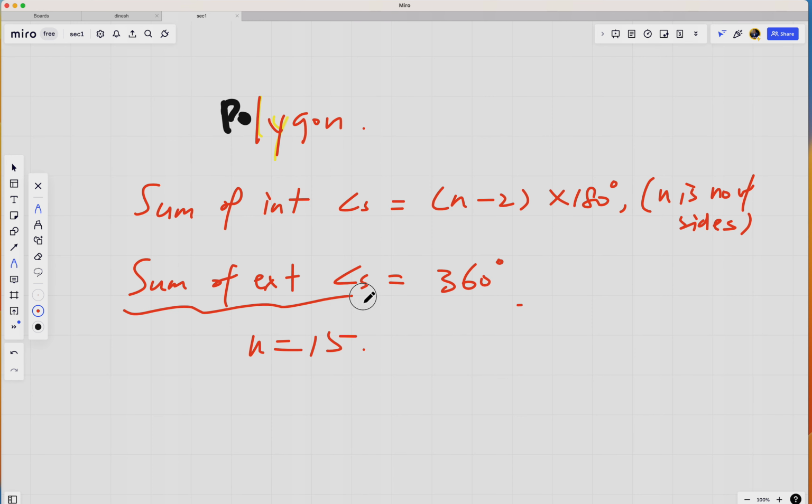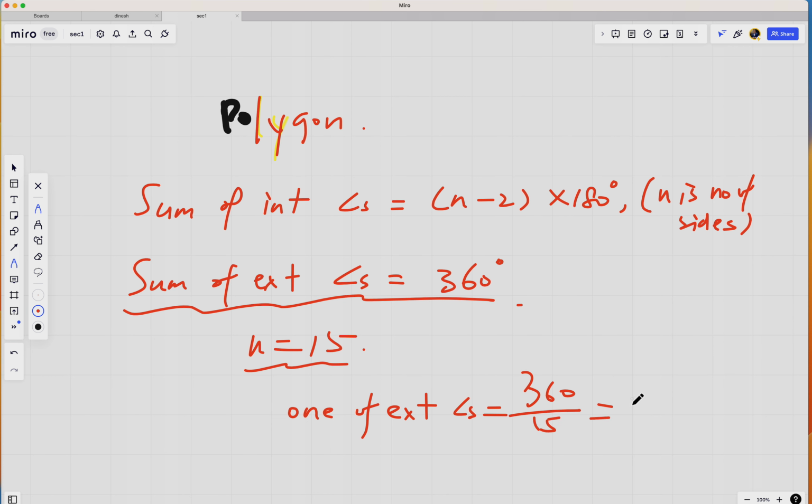So if the sum of exterior angle is 360, it's 360 divided by 15. That will give you one of the exterior angles, right? So what's the answer? It's 24. Once you get the exterior, then you can get the interior, which is 180 minus that. The reason is angles on a straight line.